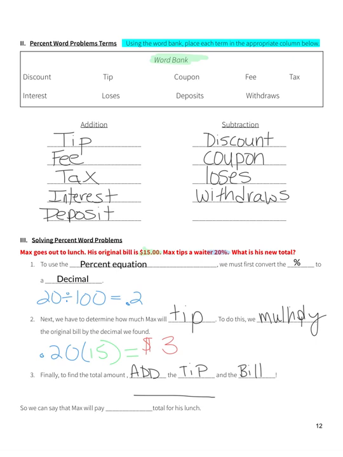So we know the tip is $3. The original amount is 15. Add 15. And that gives us a total of $18. So how much does Max pay for his lunch? 18 dollars.